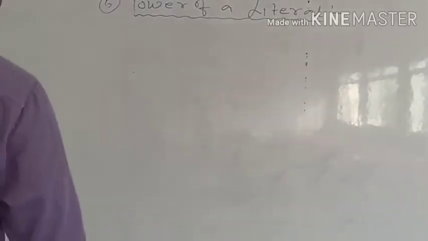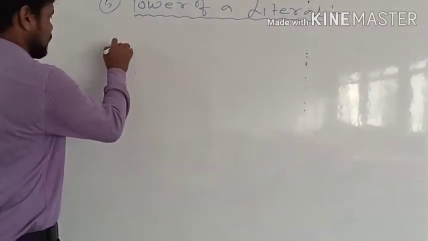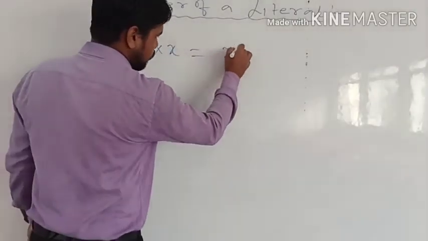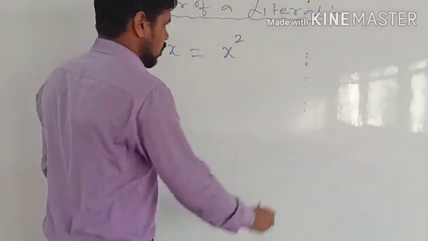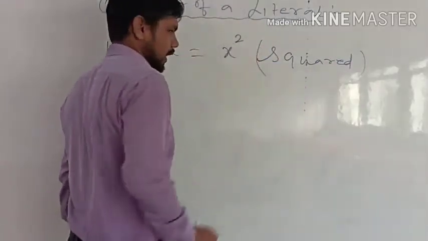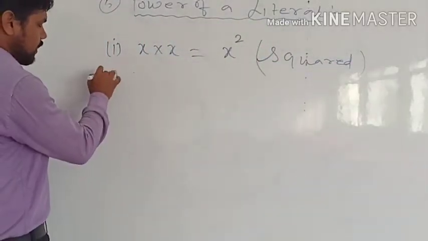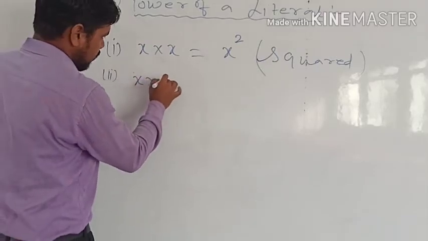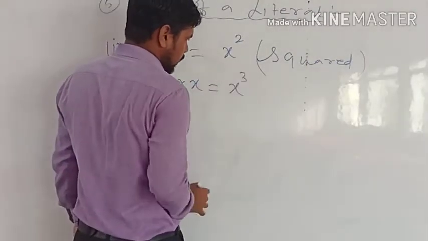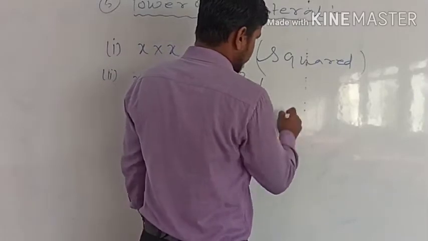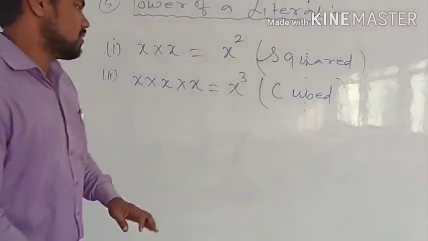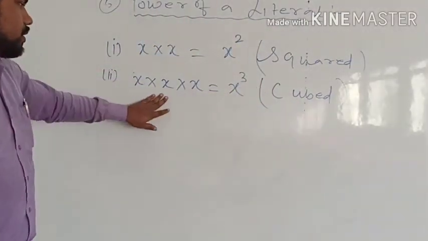Now power of a letter. So power of a letter means, suppose one example we are taking, x multiply x. So x multiply x means 2 times x, so x to the power 2. So this is also known as x squared. So we read it as x squared, right? Now suppose another example, x multiply x multiply x. So this means 3 times x, so x to the power 3. So x to the power 3 we read as x cube.